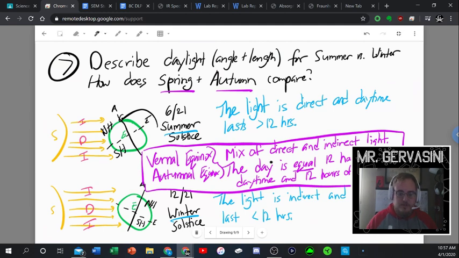Focus on the blue and the purple. The diagrams are there just to help you visualize. But no, summer is more direct, more than 12 hours of daytime. Winter is mostly indirect and is less than 12 hours. The equinoxes, vernal and autumnal, exactly 12 and 12. A mix of direct and indirect light. Okay? Just being able to write that is good.